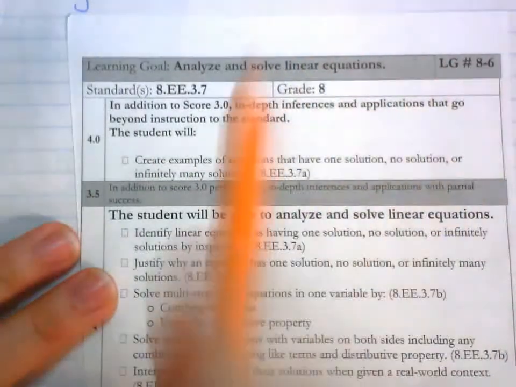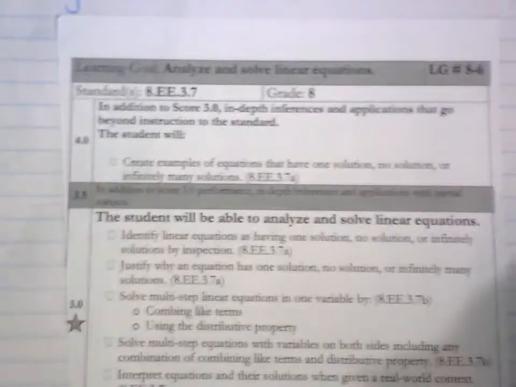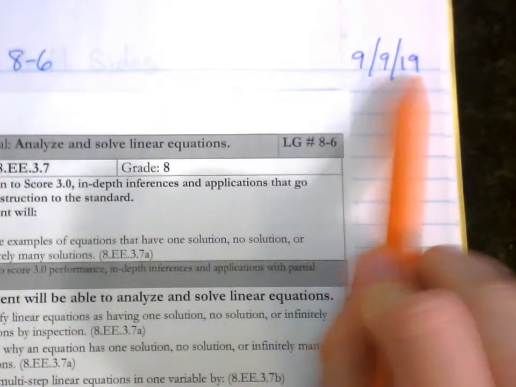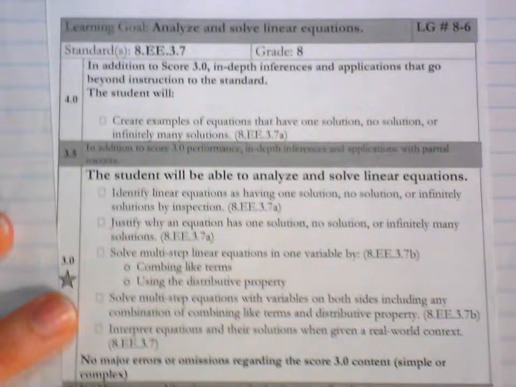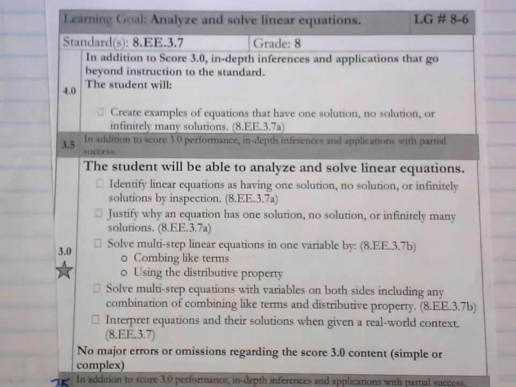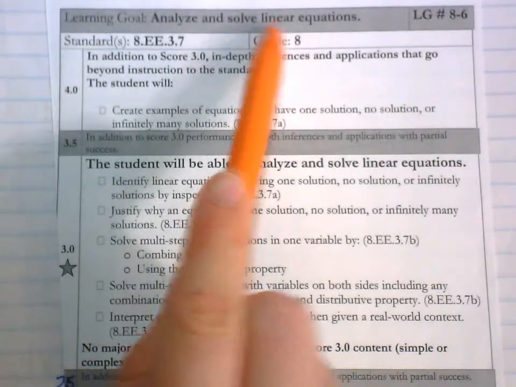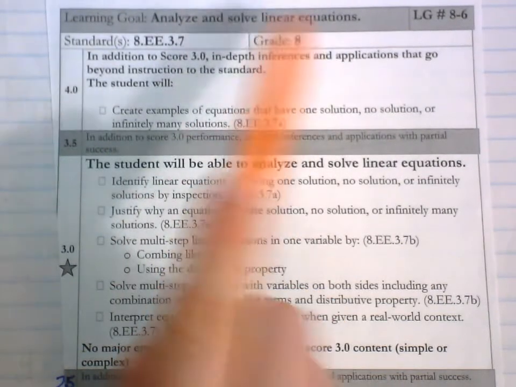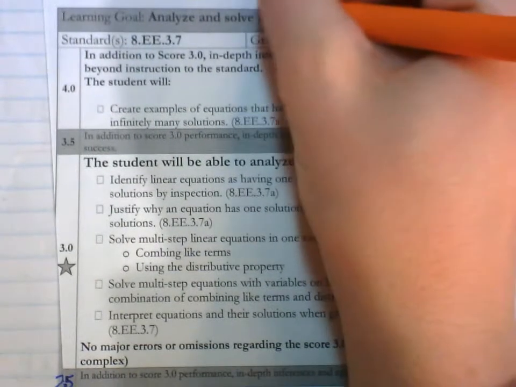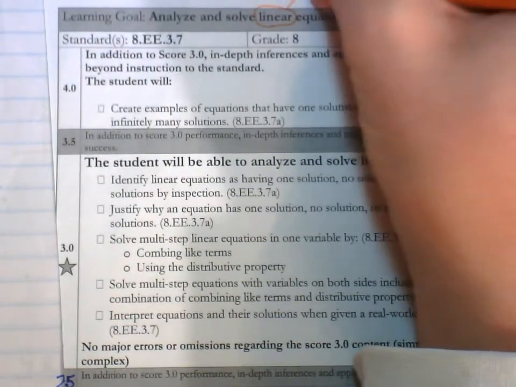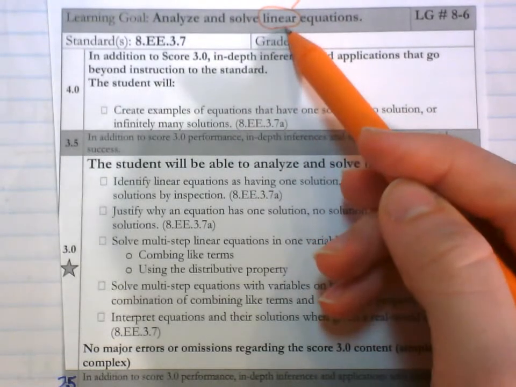So, the learning goal. This is learning goal 8-6. This is actually from your guys' notebook. As you can see, we did this back in September, but we have to review this because you guys got to know how to do this going into 8th grade. Analyze and solve linear equations. So, linear. What does linear mean? It literally has the word line. Okay, so equations that graph as a line.